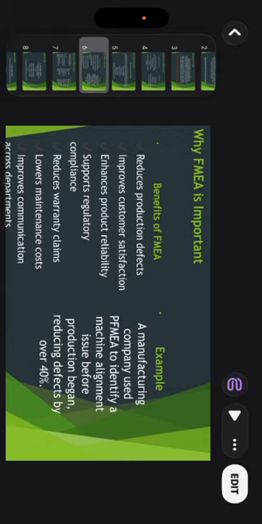So, for example, a manufacturing company used PFMEA, which is process FMEA, and we're going to talk about it, to identify a machine alignment issue before production begins, reducing the risk by 40%.